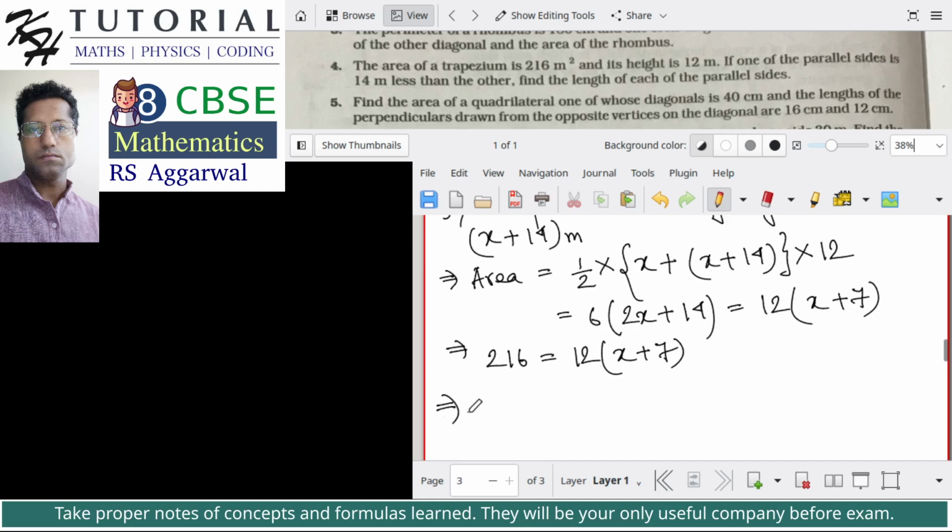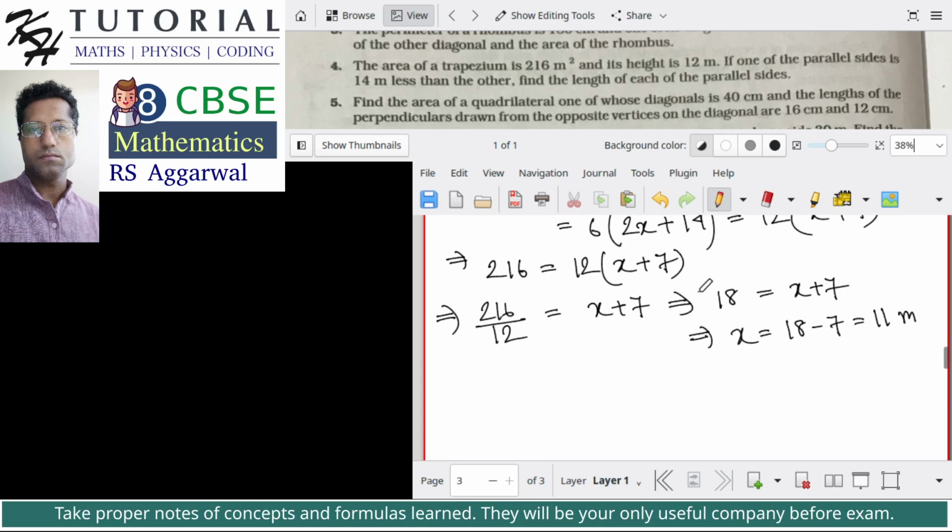So dividing, we will have 216 divided by 12. If you divide both LHS and RHS of this equation by 12, we get 216 divided by 12 is equal to x plus 7. This implies the left hand side 216 divided by 12 is 18. So 18 is equal to x plus 7. This will imply x is equal to 18 minus 7, which is 11. So x is 11, that is the length of the shorter parallel side is 11 meter.